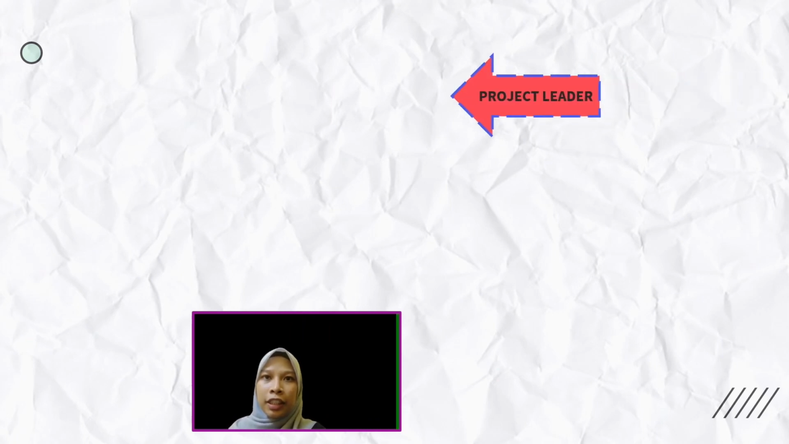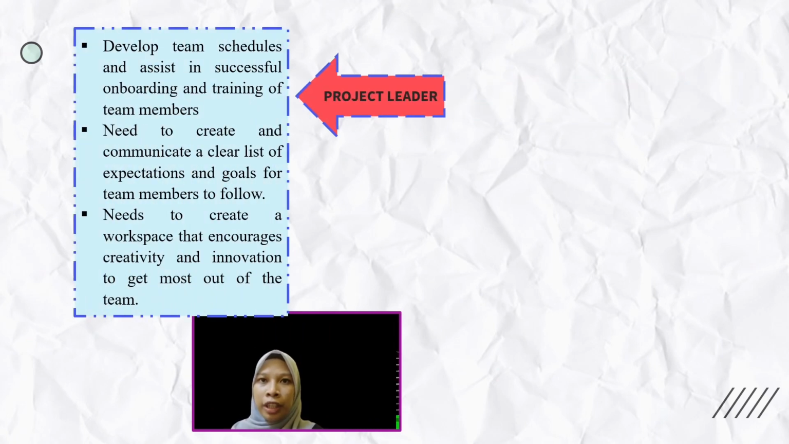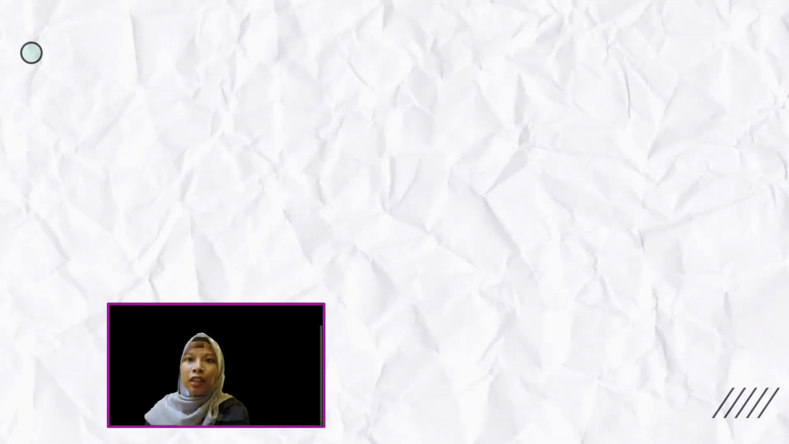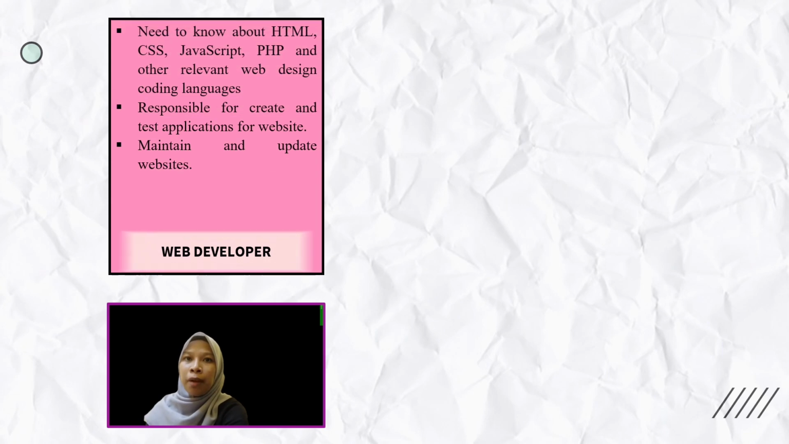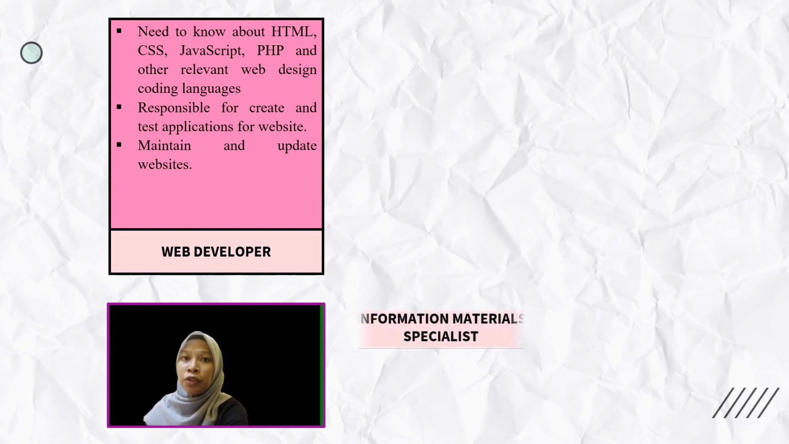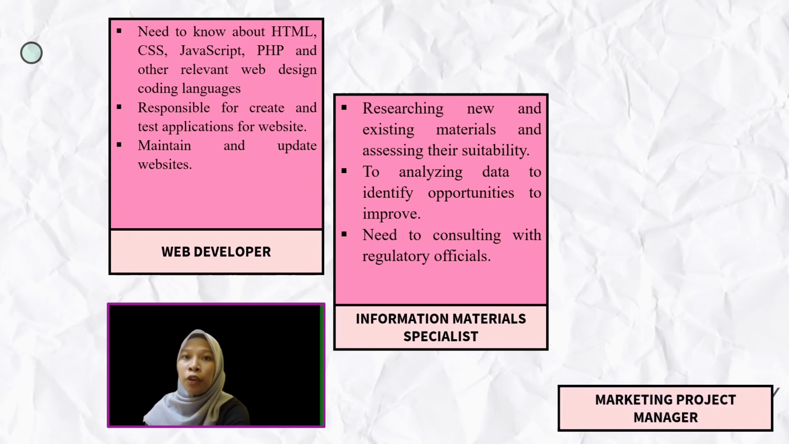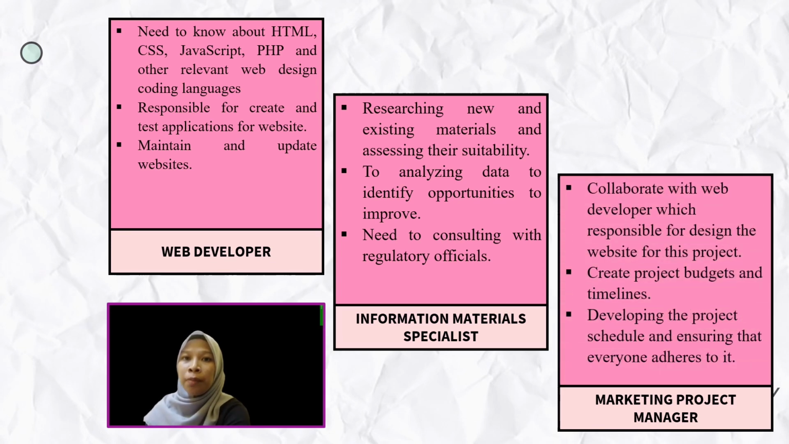The responsibility of the project leader is to develop team schedules and assist in successful onboarding and training of team members, while the responsibility of the system analyst is to support, troubleshoot, and upgrade the applicable system infrastructures for this project. The web developer needs to know HTML, CSS, JavaScript, PHP, and other relevant web design coding languages. Next, the information material specialist's responsibility is researching new and existing materials and also assessing their suitability. And the last is the marketing project manager, who collaborates with the web developer, who is responsible for designing the website for this project.